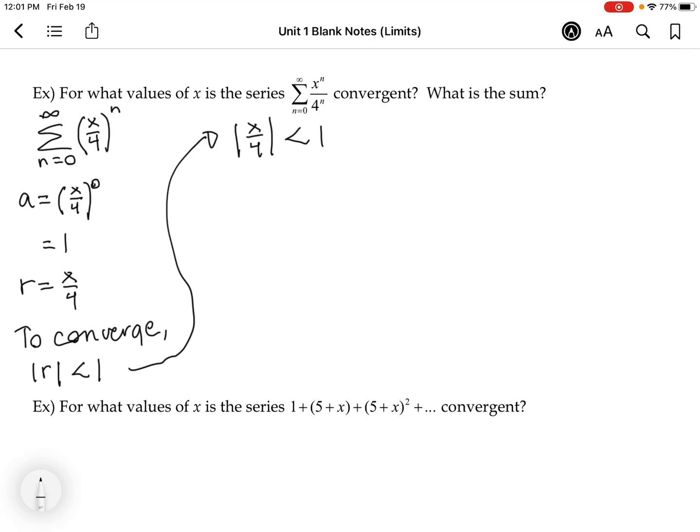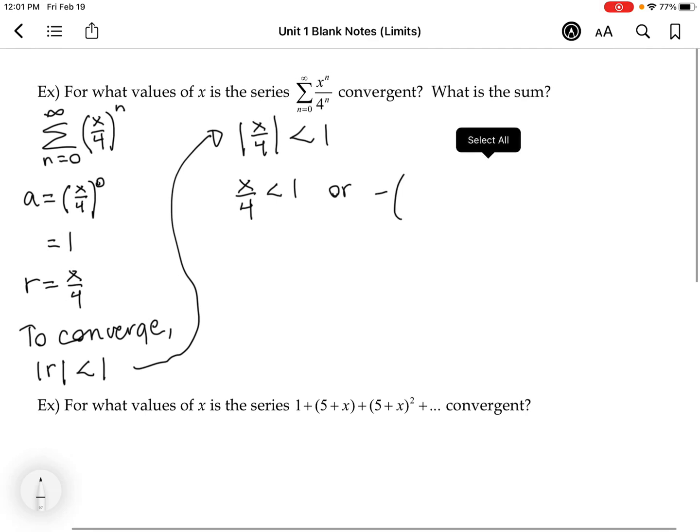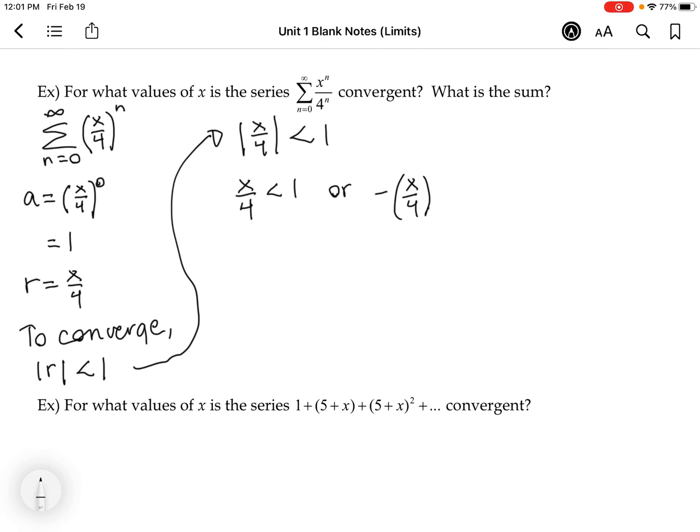Okay, now with absolute value, we're looking at distance from 0. So there's two scenarios here. We can either have x over 4 is less than 1, or negative x over 4 is less than 1. Now if we solve both of these for x, we're going to get x is less than 4, or negative x is less than 4. We have to divide this by negative 1, which means x is going to be greater than negative 4.